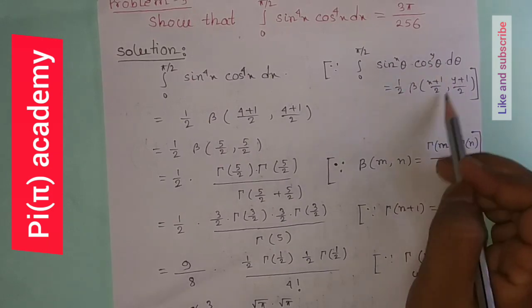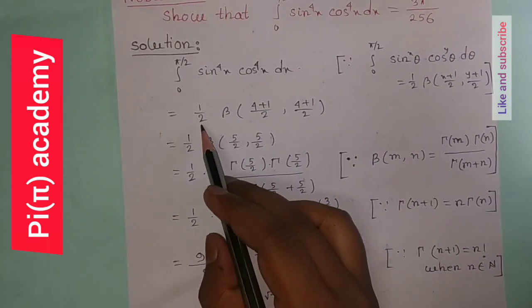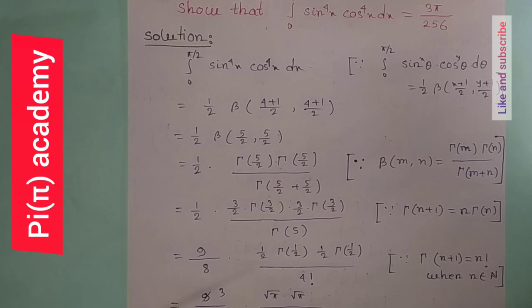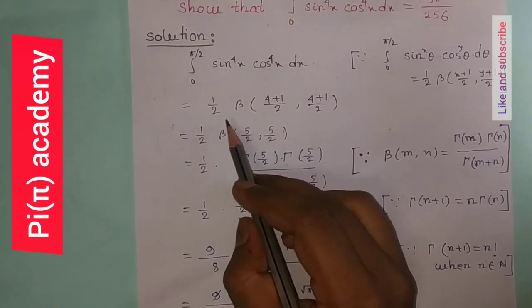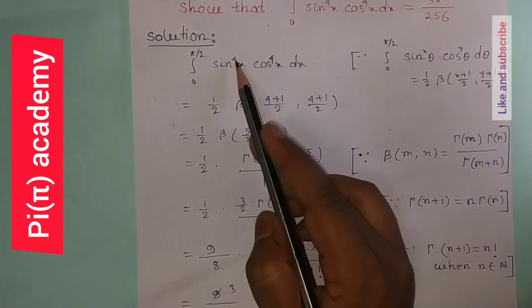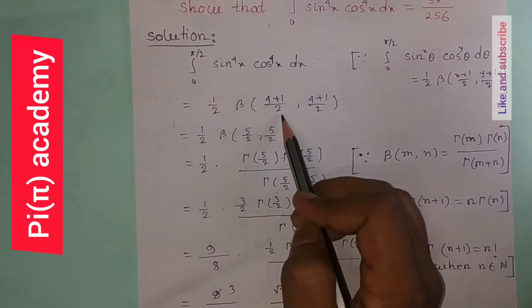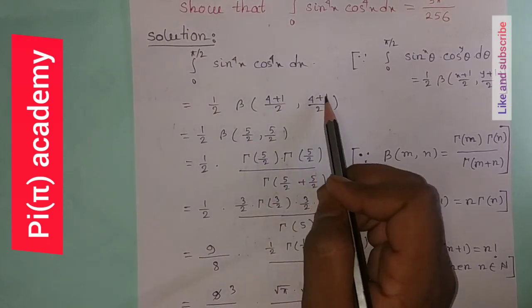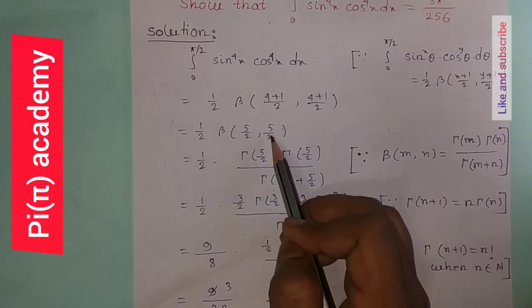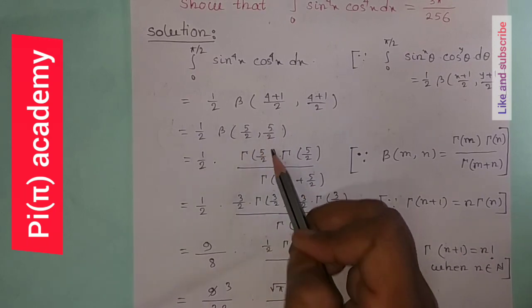By using this rule we get this equal to half into beta, this equal to half into beta(4 plus 1 by 2, 4 plus 1 by 2), here m is x plus 1 divided by 2. Similarly 4 plus 1 divided by 2, this is 5 by 2, beta(5/2, 5/2).